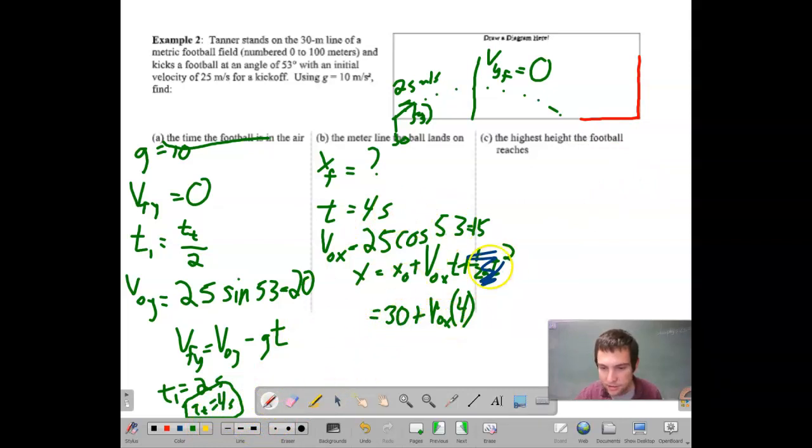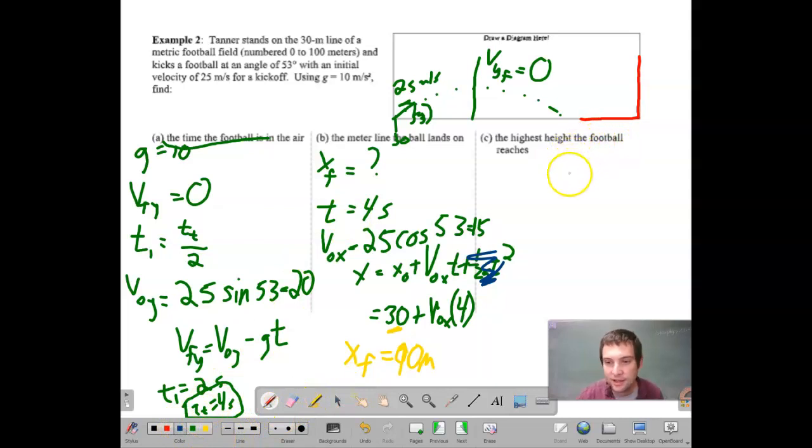Alright, so plugging in this, 15 times 4 is 60 plus 30. We're going to end up on the 90 meter mark. The trick to that question, of course, is adding in that 30 meters. A lot of students probably wouldn't remember to do that.